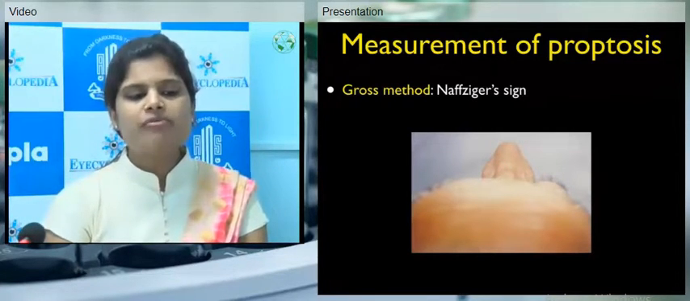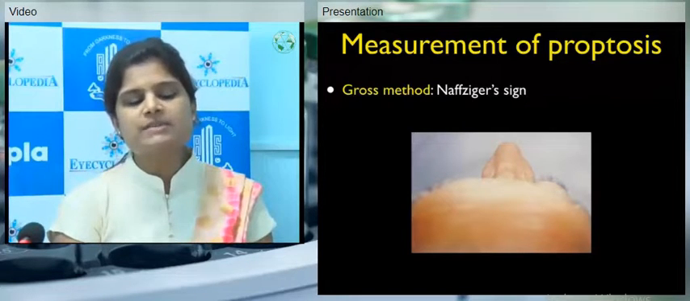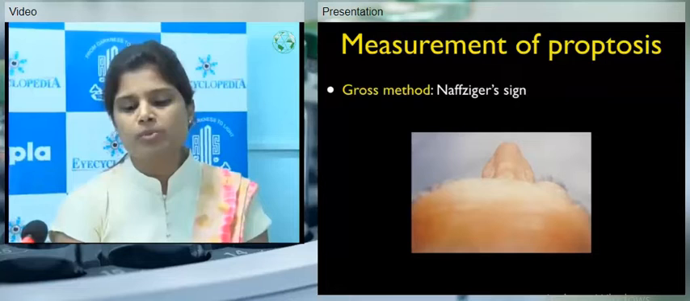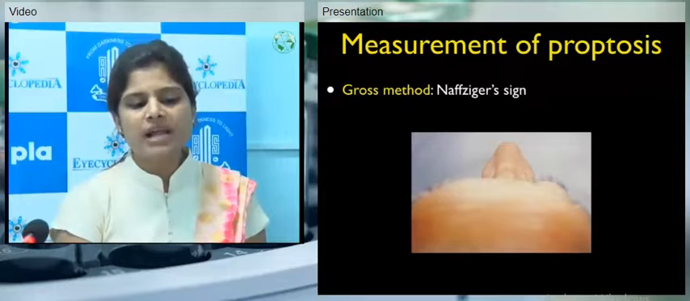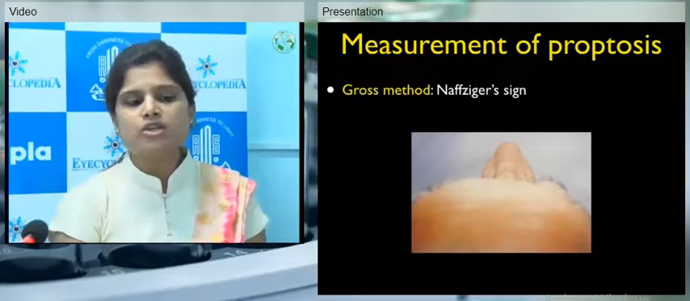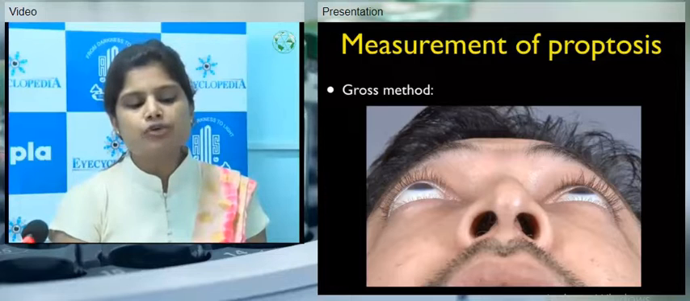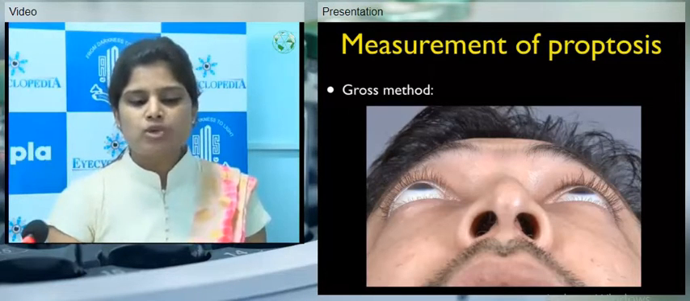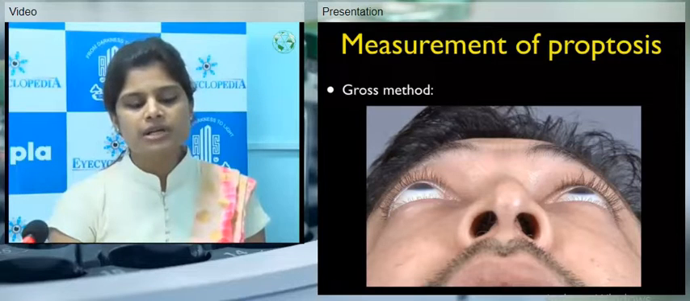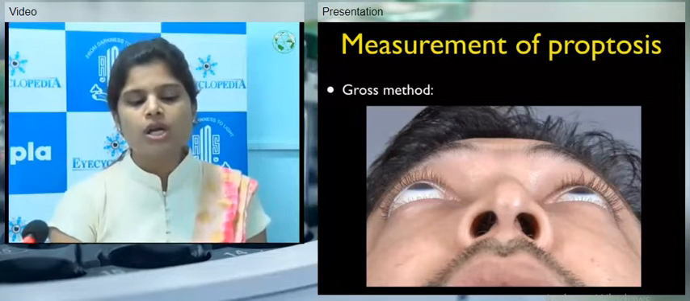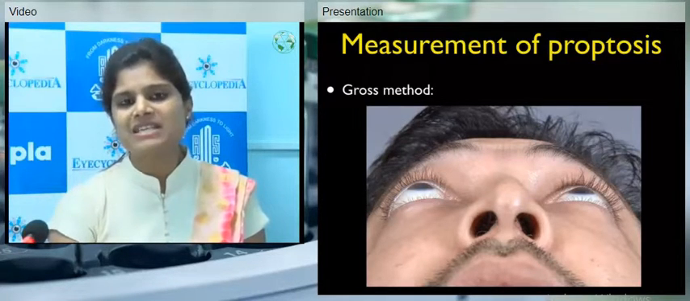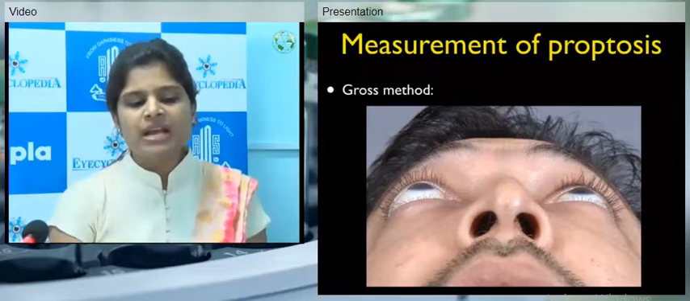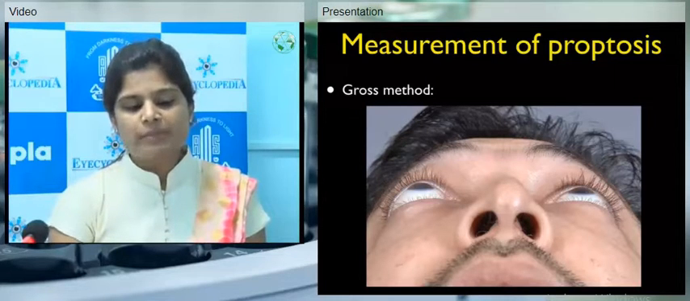However, the objective way of measuring proptosis is what we call exophthalmometry. The two most commonly used exophthalmometers are Hertel's exophthalmometer and Luedde's exophthalmometer. I will be showing you a video on how to use the Hertel's exophthalmometer at the end of my talk. This is the Hertel's exophthalmometer, which I'm sure most of you must be using or at least have seen. And this is the Luedde's exophthalmometer, which is a very simple instrument which can be used again.